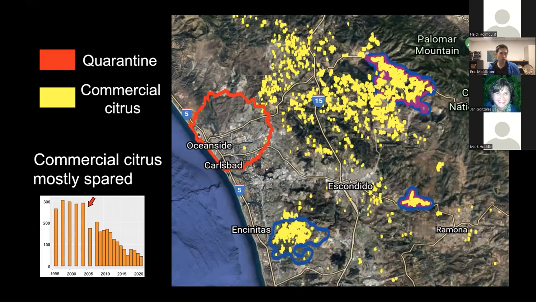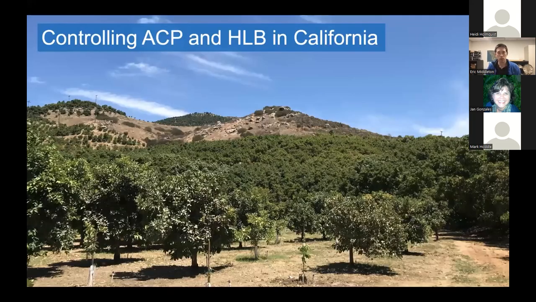And that's generally true across the state, where commercial citrus has been mostly spared from having HLB present, even though the insect ACP is present throughout much of Southern California. So that's very fortunate economically speaking, because if you remember the graph from Florida, it can be very, very devastating when it actually hits commercial fruit production.